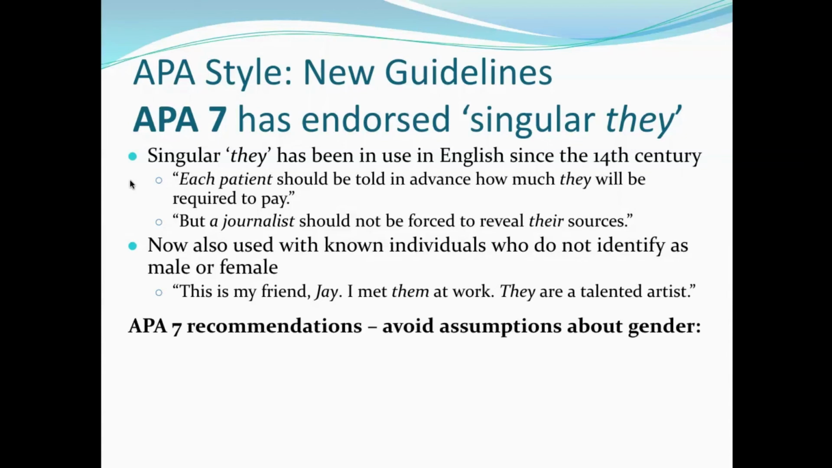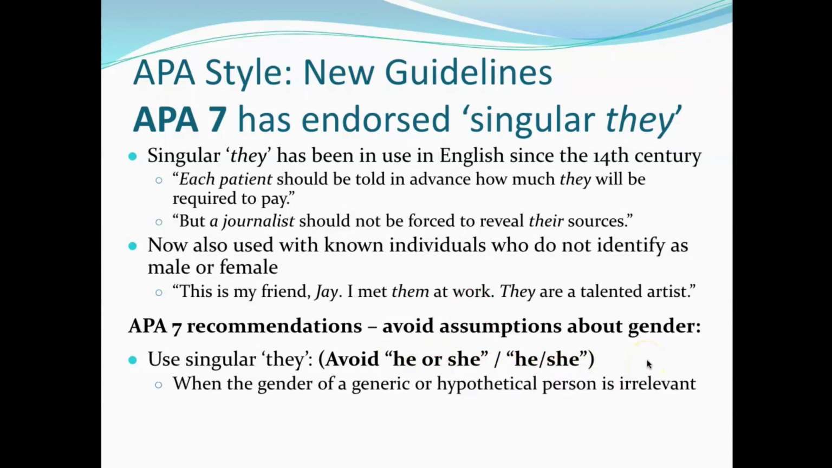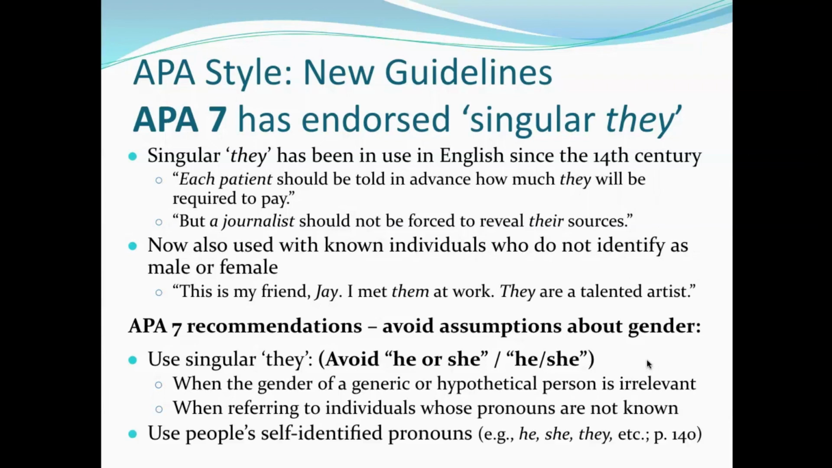APA recommendations are to use all of these types of singular they to avoid assumptions about gender. So use singular they, and avoid clunky expressions like he or she or he/she or s/he. Those are all assuming a gender binary. And use singular they when the gender of a generic or hypothetical person is irrelevant, which is going to be almost all the time, and when referring to individuals whose pronouns are not known.